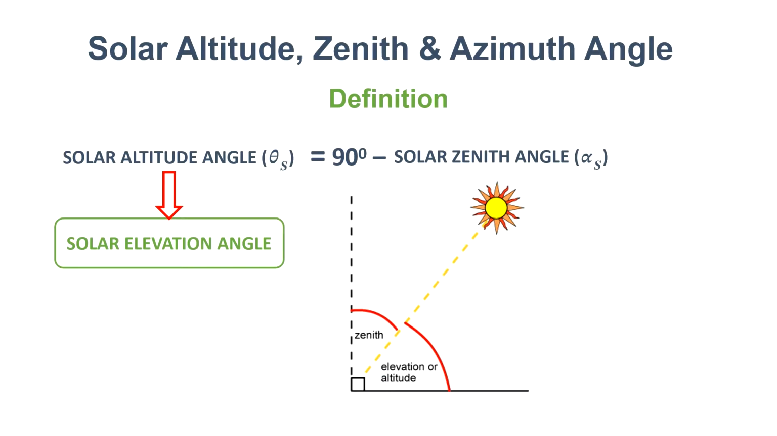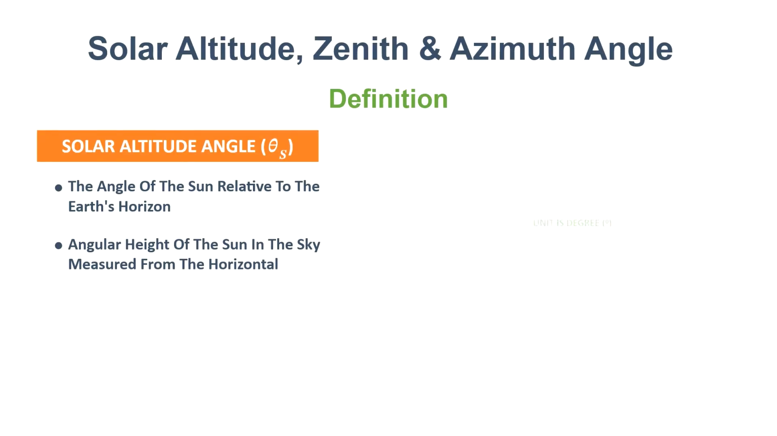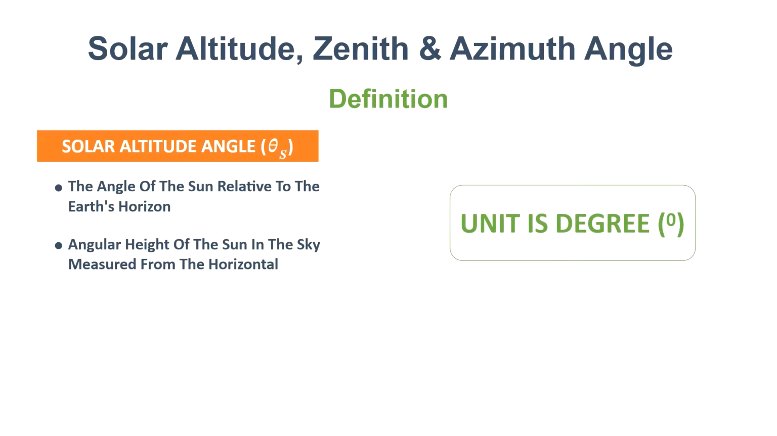Let's discuss the solar altitude angle first. Solar altitude refers to the angle of the sun relative to the Earth's horizon. In other words, altitude angle is the angular height of the sun in the sky measured from the horizontal. Because it's an angle, you measure solar altitude in degrees. If you select radians to measure, then please set the entire calculation based on radians.